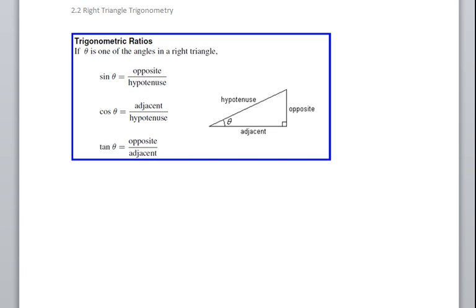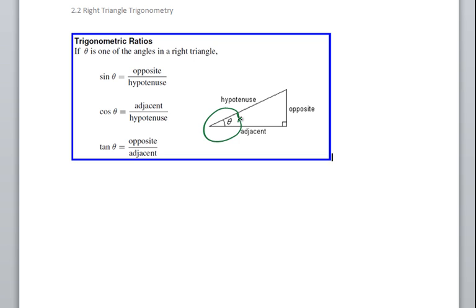Okay, here in section 2.2 we're going to begin looking at right angle trigonometry, and that includes looking at the three main trig ratios: sine theta, cosine theta, and tangent of theta. And that's related to our right triangle. And suppose that we have an angle theta, and the theta is going to be the non-right angle, right?